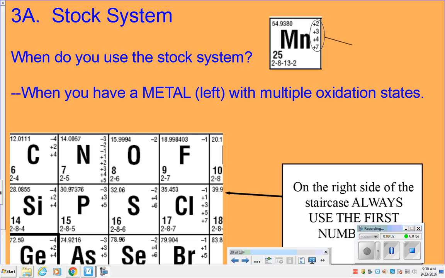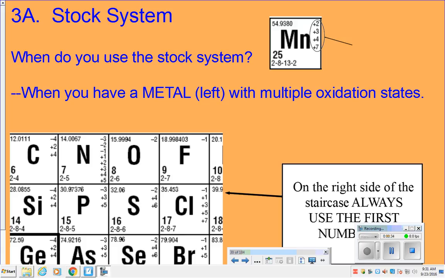Stock system naming is actually a type of ionic naming, so it's not really any different than what we've been doing with binary and ternary naming. The main difference here is we actually end up with a case where we have a metal that has multiple oxidation states. So I've shown you manganese. When we say we have multiple oxidation states, manganese actually can have a charge of +2, +3, +4, or +7. So it can actually bond by losing different numbers of electrons.